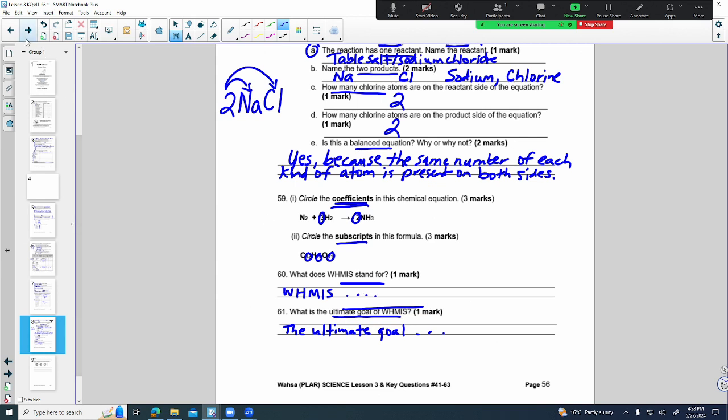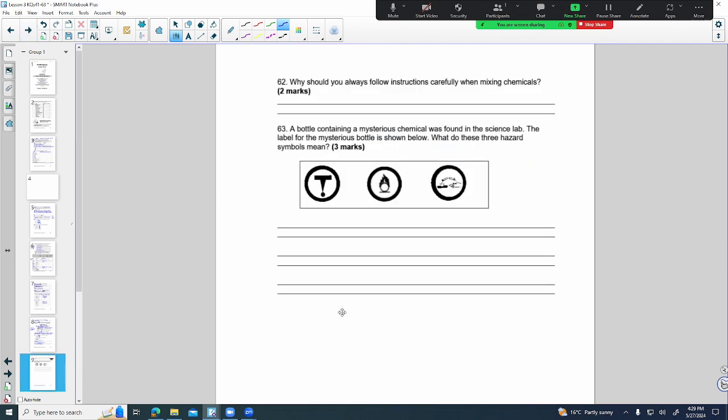Okay, then the last 2 questions. Key question 62, why should you always follow instructions carefully when mixing chemicals? So I'm asking, why should you? You could say I should or you should. Okay, I should always follow. So why is that important? After talking about all the hazardous symbols, why is that important?